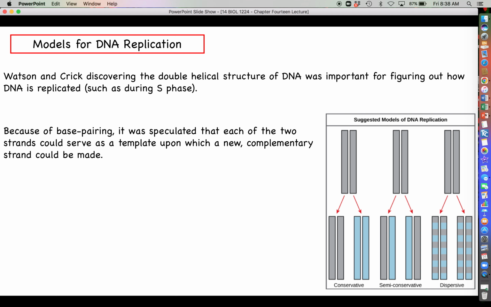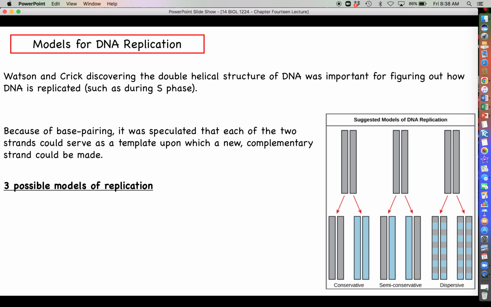So, because of the nature of complementary base pairing, it was speculated that each of the two strands could serve as a template upon which a new complementary strand could be made. And that makes a lot of sense, because if you think about the idea that adenine always binds with thymine and cytosine always bonds with guanine, then each strand should have a sufficient amount of information to direct the synthesis of a new complementary strand. There's not really any mystery involved there. But like I said, the mystery at this point is how does that actually occur?